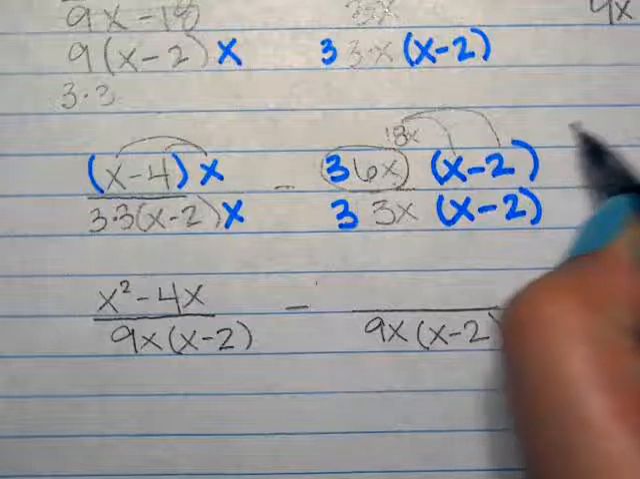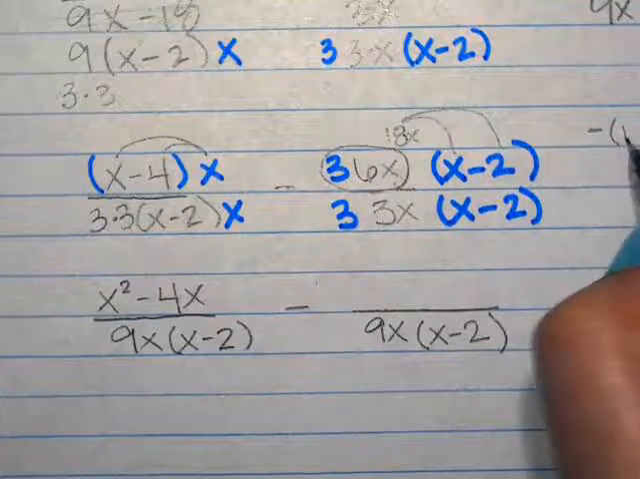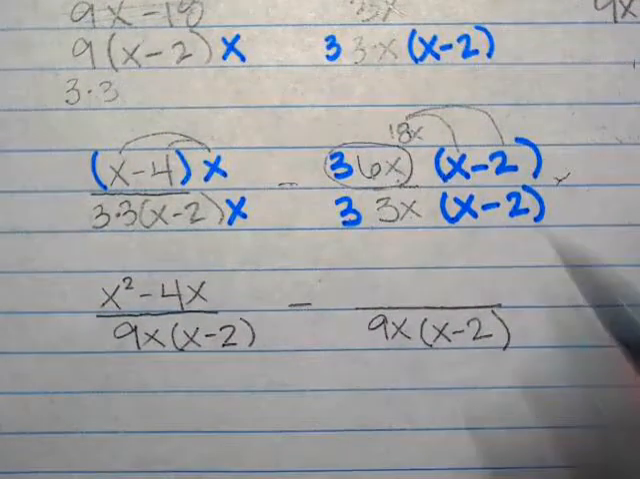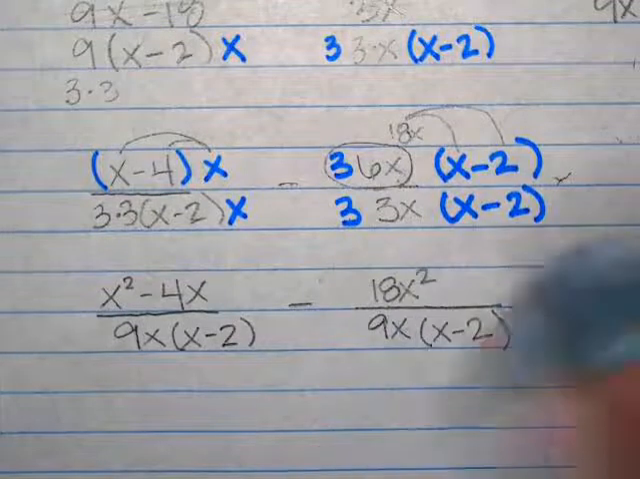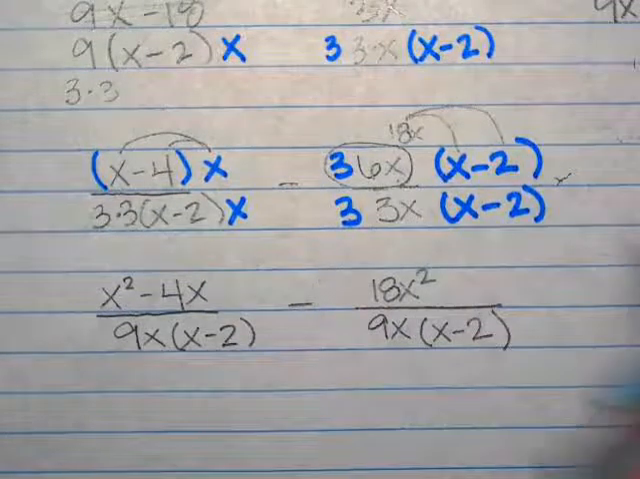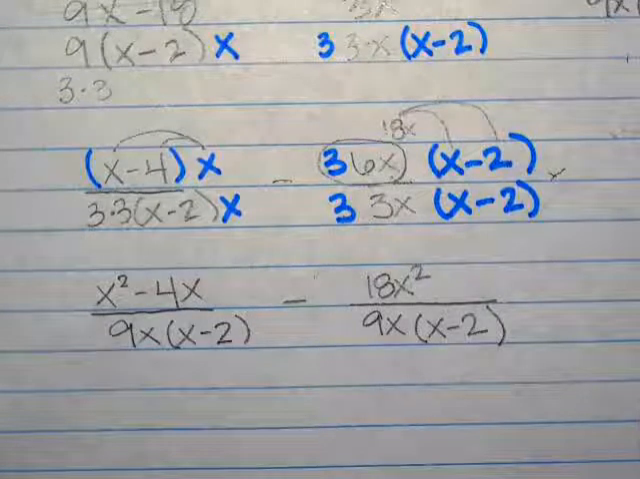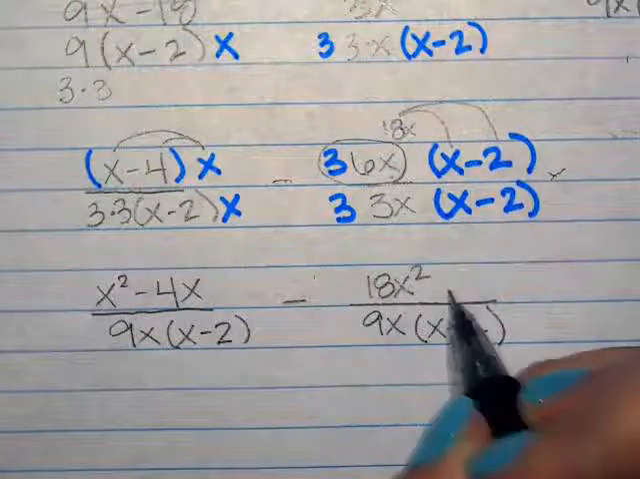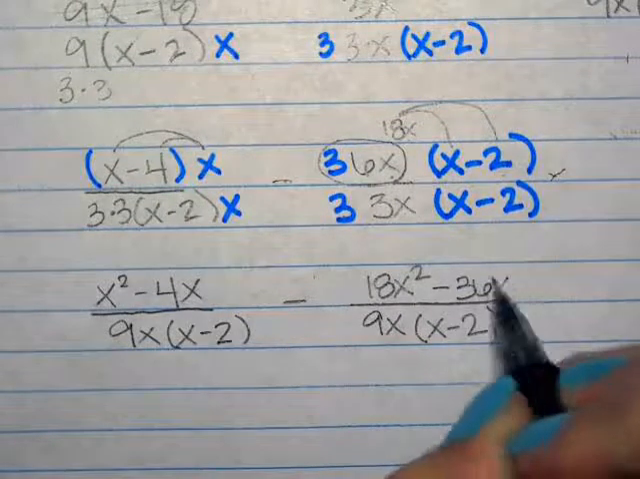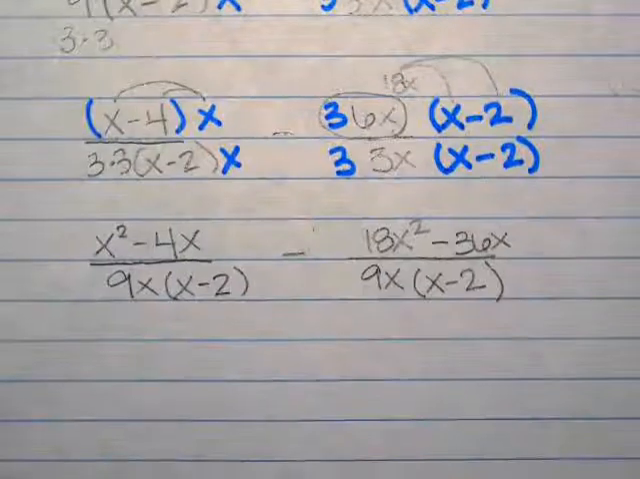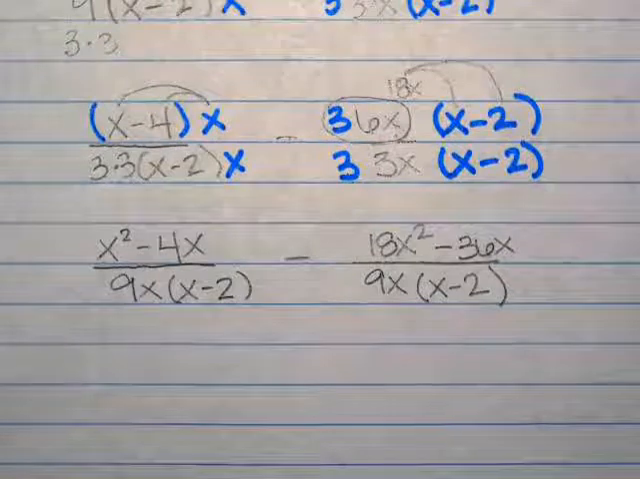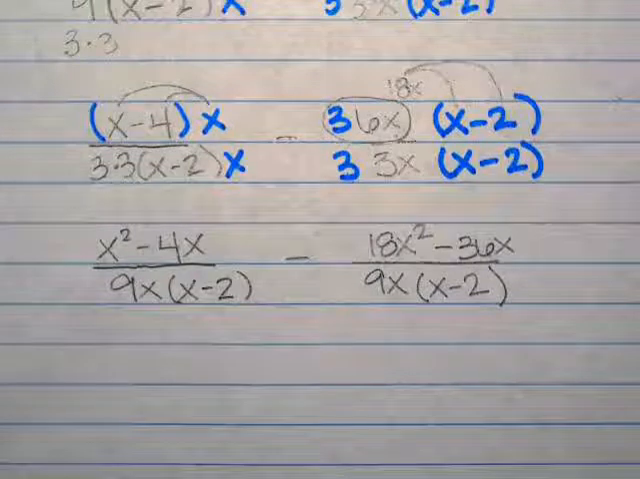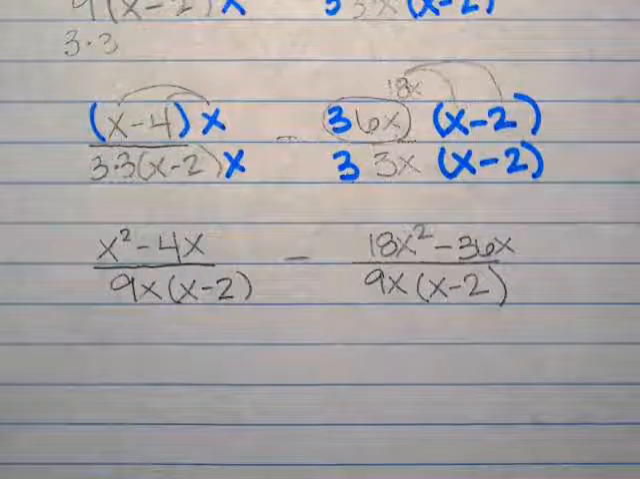Okay, so we had a negative 18, actually, hold on. I'll just write it down here. We had 18x squared, and then 18x times negative 2. What's 18x times negative 2? All right, so what should we do now with that minus? Now we can go ahead and distribute it.